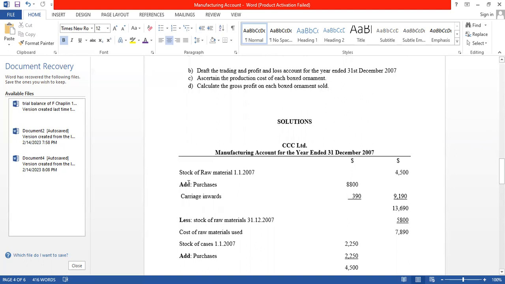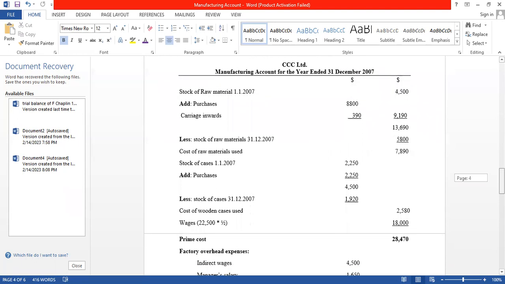$9,190. Now, because we were told here to add the purchases and carriage inwards to the stock of raw material that we had on the 1st of January, we're going to go ahead and do the addition now. So $9,190 plus $4,500 will give us $13,690. Good? Let's move on.